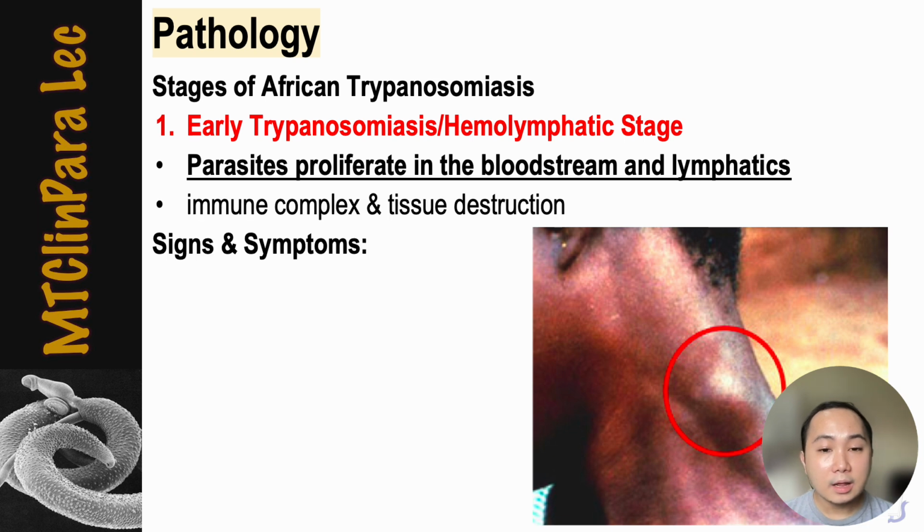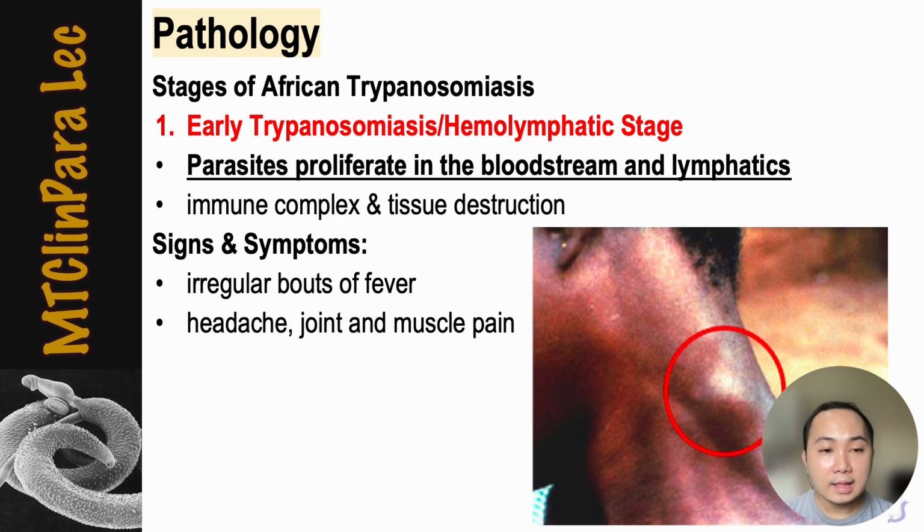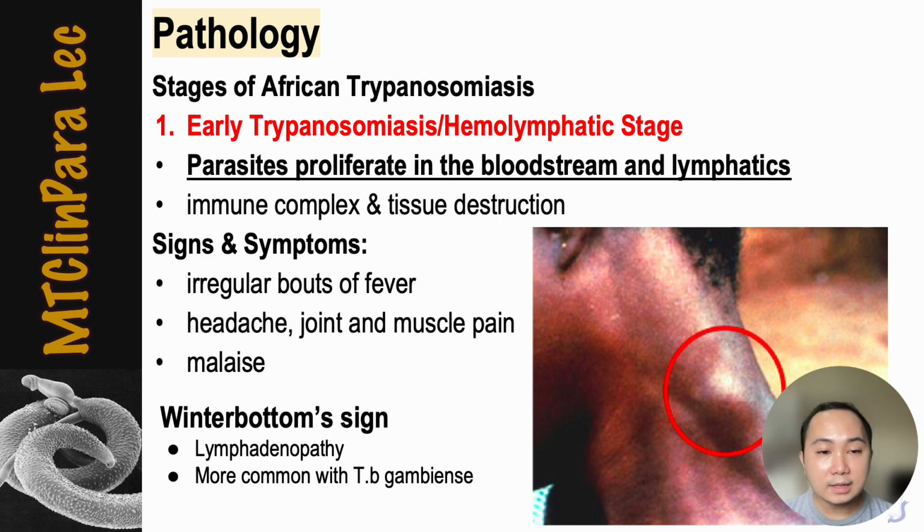Usually, the patient experiences irregular bouts of fever all throughout the day, headache, joint and muscle pain, and malaise or general discomfort all throughout the body. Most of the time, patients infected with Trypanosoma brucei gambiense develop what we call the Winterbottom sign. So the posterior cervical lymph nodes are enlarged, non-tender, and usually rubbery in consistency. This is painless and is more common in Trypanosoma brucei gambiense infection. Take note of the Winterbottom sign.